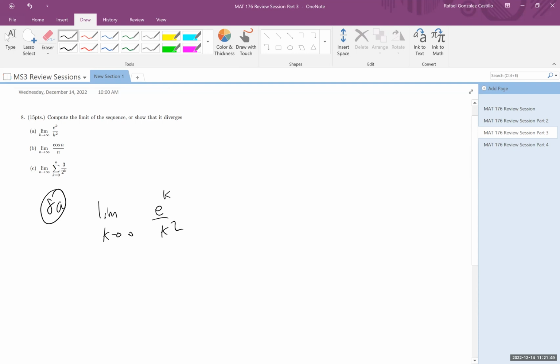Now, e to the k is an exponential function. k squared is a quadratic function. You should know by just graphing that when you graph the exponential versus the quadratic, the exponential grows faster than the quadratic. That should tell you before you do any work that you should expect this to be divergent. Because by the picture, the exponential will go faster than the quadratic. And if that's happening, then the numerator is going to infinity faster than the denominator, which means that you're going to get infinity.